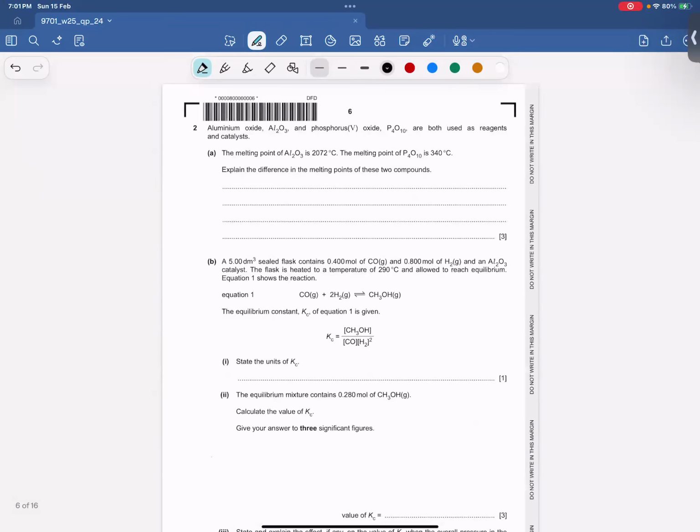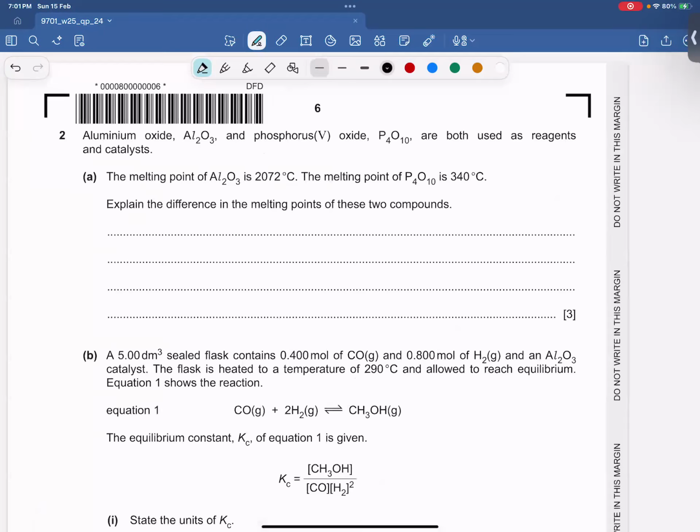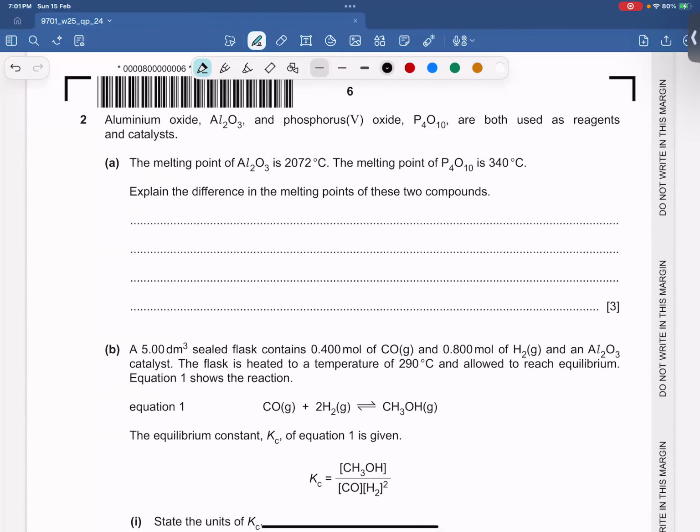Oh my goodness. Question number 2. Aluminum oxide and phosphorus 5 oxide, which has a formula of P4O10, are both used as reagent and catalyst. The melting point of aluminum oxide is 2072 degrees Celsius. The melting point of P4O10 is 340 degrees Celsius. I mean, the melting point of aluminum oxide is greater than P4O10. So explain the difference in the melting point of these two compounds.